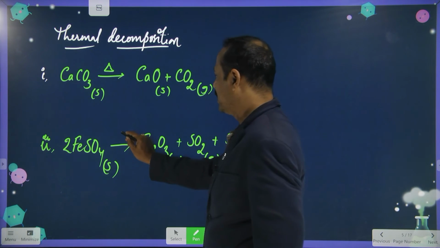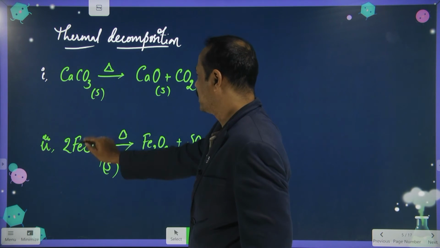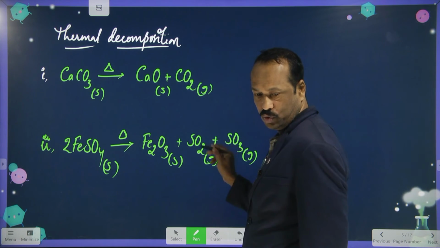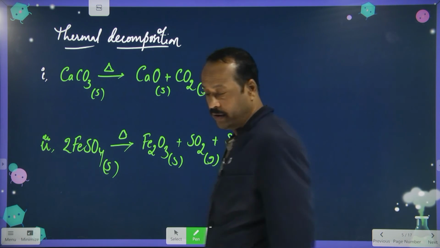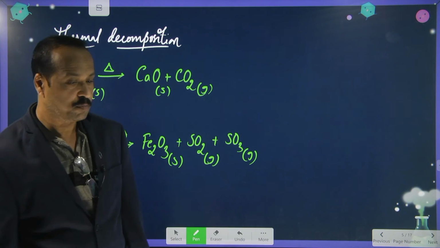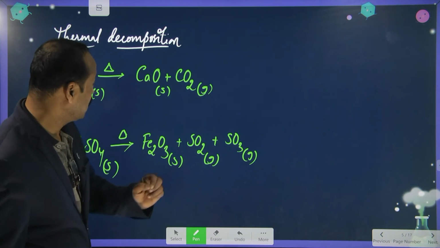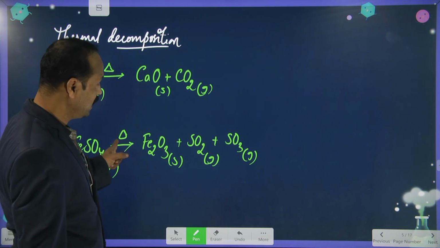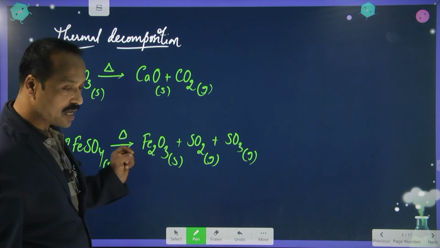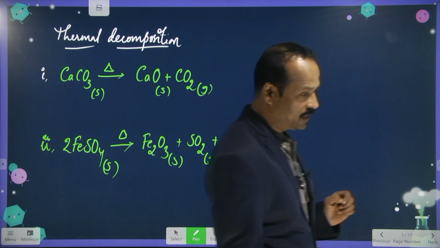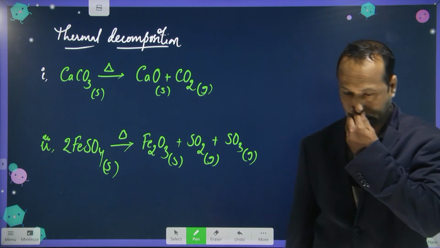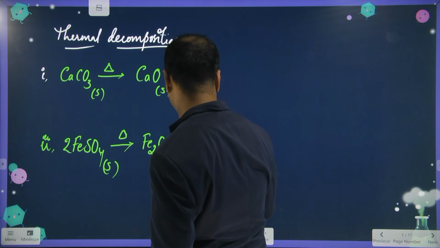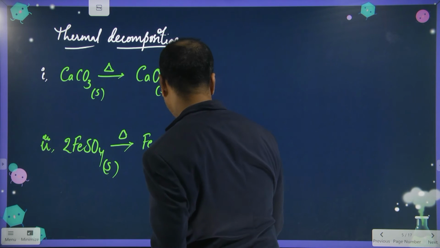Here the reactant is 1, but we are getting many products, 2 or more. Such reactions are called decomposition reactions. But here the decomposition is taking place by heating. This symbol is for heating, I said. So it is called thermal decomposition. Is this clear to you? So these are the examples for thermal decomposition. Now let us see the next one.